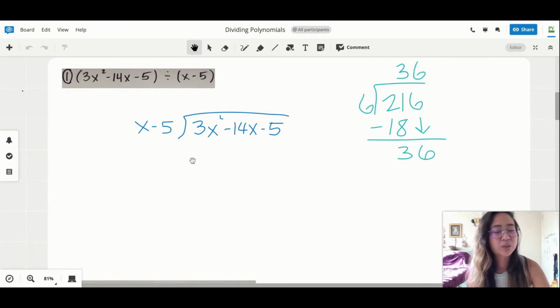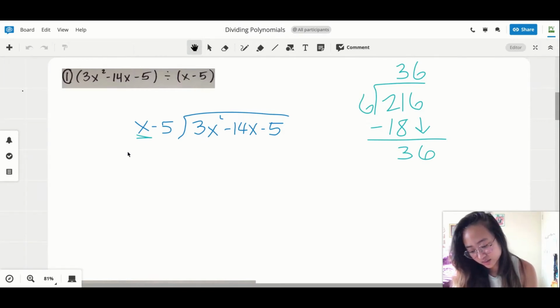So how does that translate when we have variables being added and subtracted to each other? Well, it's very similar. So we can ask ourselves only about this x. We don't even have to worry about this minus 5 that's right here. So with this first outer variable, we can ask how many times does x go into 3x squared, or what do we need to multiply to the x to give us 3x squared? And we know that to be 3x.